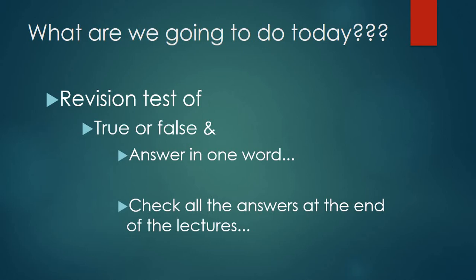Now that you know that previously also I took the revision test of objectives, this time too there are objectives. Two topics I have selected: true or false and answer in one word. Now you know the format. So the last point I have written is check all the answers at the end of the lecture. So write in the way I instruct you for both the sections, so that you will be able to check the answers at the end of the lecture and put the score for the same.